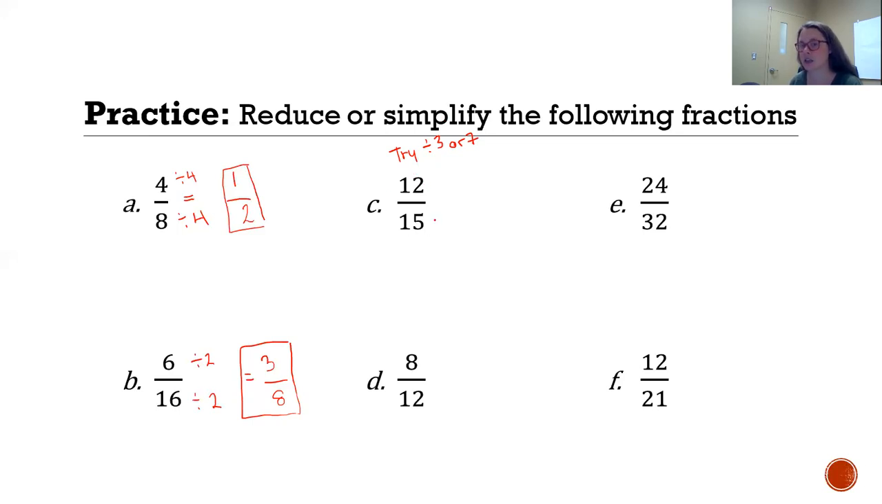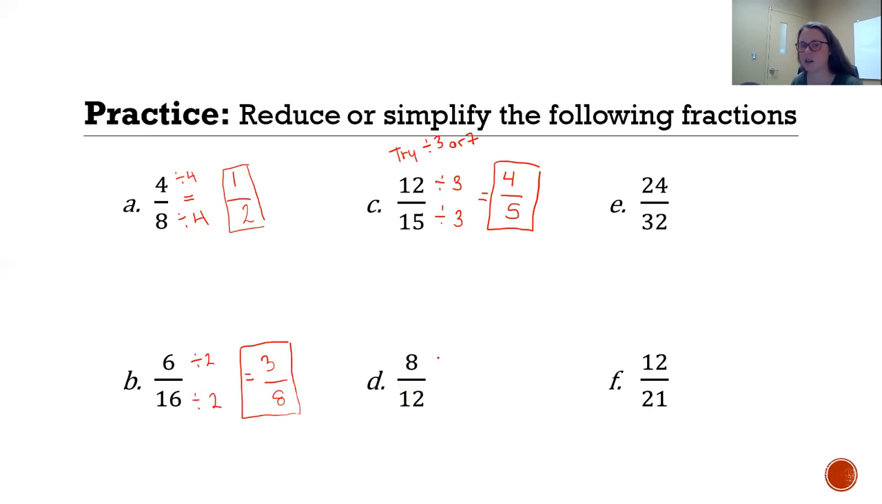Well, you look at this, 2 times 7 is 14, so 12 is not going to be divisible by 7. So let's try 3. Knowing multiplication tables is a huge help. Good thing to practice for on-the-job math. 12 divided by 3 leaves me with 4. 15 divided by 3 gives me 5. The simplest terms is 4/5. We'll go down to E.